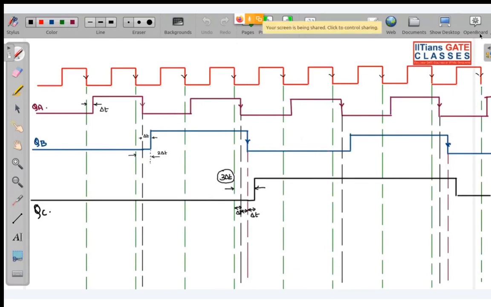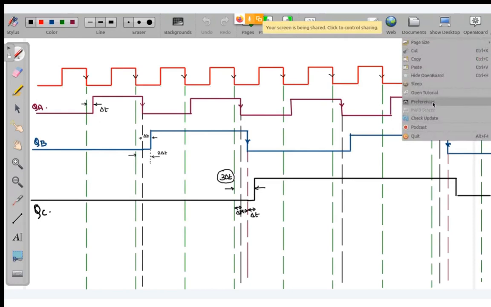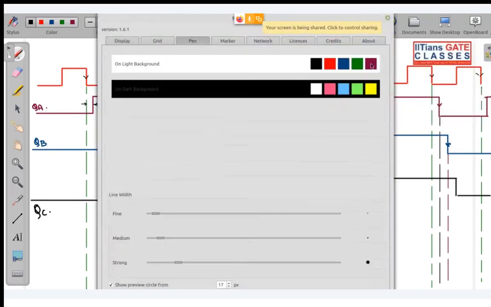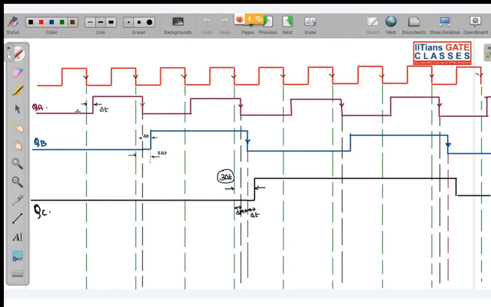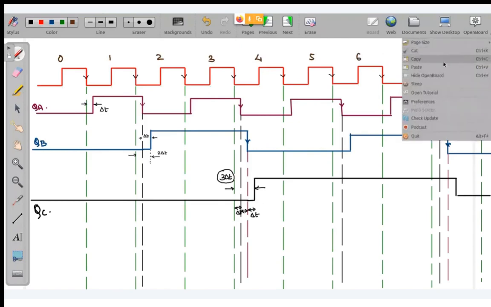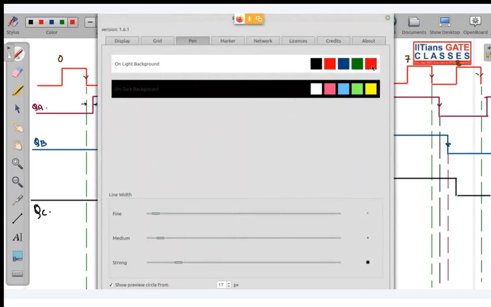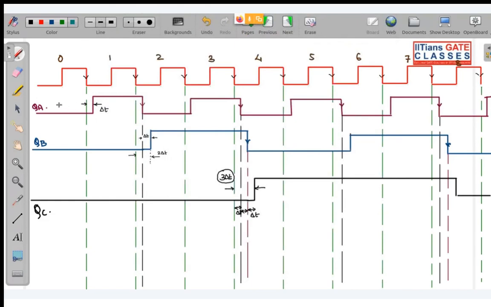Now look over here. I have used up all the colors, so let me see if I can get some more color. This brown color is fine. So you can see, let us write the counting states. This is your 0th clock pulse. This is the first clock pulse, second, third, fourth, fifth, sixth, seventh, and this is the 8th clock pulse.